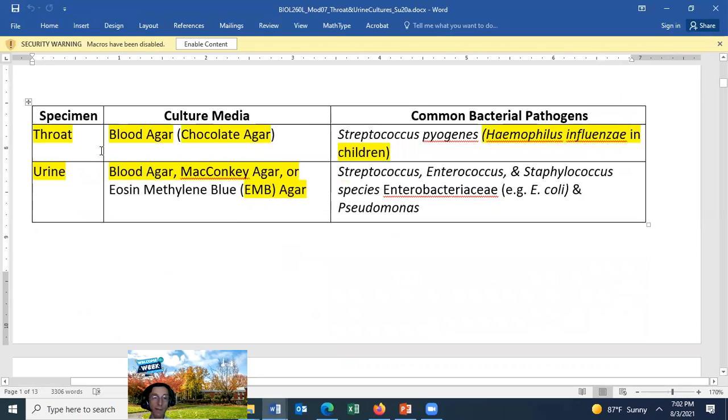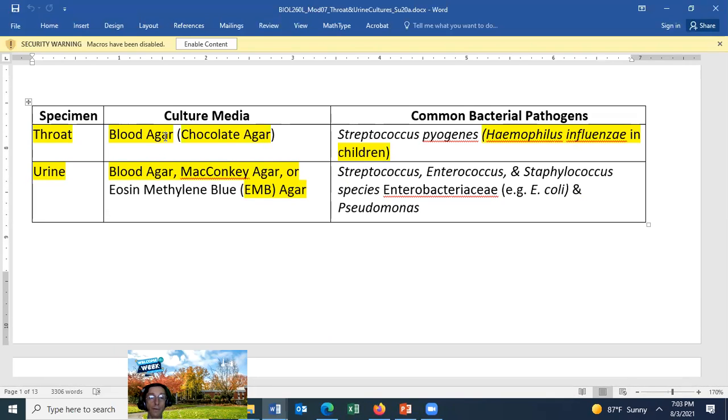So if we have a throat specimen, we grow most of them on blood agar, and some of them on chocolate agar. For throat specimens, the most common throat pathogen is Streptococcus pyogenes, and it grows on blood agar. But especially in children and babies, sometimes we can get Haemophilus influenzae in the throat, and that will not grow on blood agar. We have to grow it on chocolate agar. Any questions about any of that?